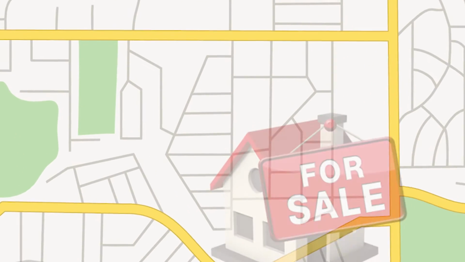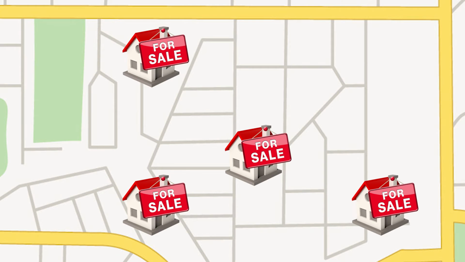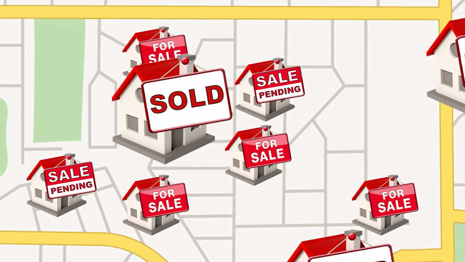Then I go to the neighborhood and I get specific. How many homes are active in their neighborhood? How many are pending? How many are selling on average? Then I get very specific.